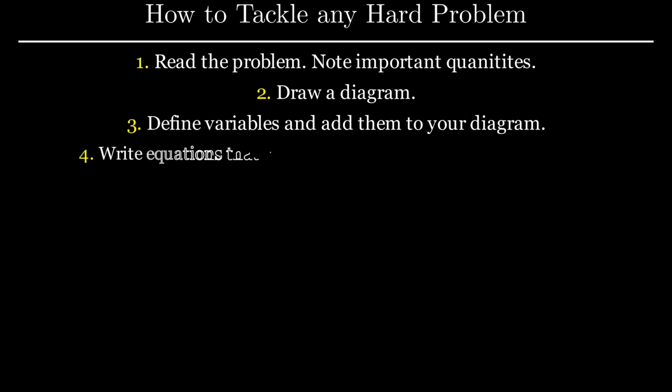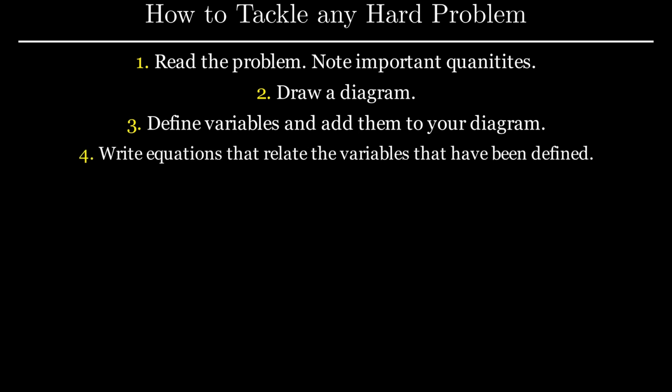Continuing, we have step 4, writing equations that relate the variables that have been defined. Usually, one of these equations should relate the target quantity with the variables that affect it, while the other should reflect constraints on, or relationships between, the variables. These constraints may be stated in the problem, for example, in the case of a budget, or they may be implied due to the nature of the problem.